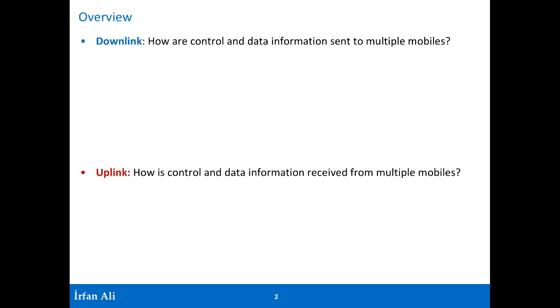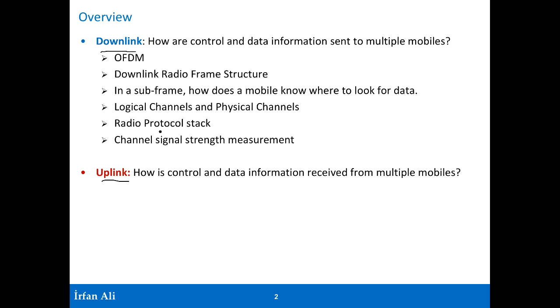What we'll cover will be divided into two parts. In the first part, we'll be talking about the downlink direction, that's from the base station to the mobiles, and then in the second part, the uplink direction. So in the downlink direction, we'll talk about the multiplexing scheme, which is called OFDM, and which is the way in which the base station sends data to multiple UEs.